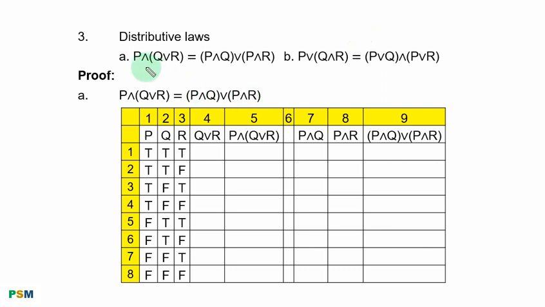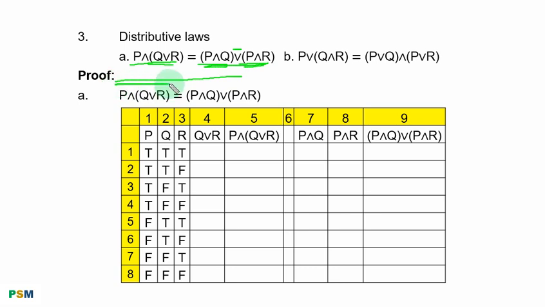That is law number 3, part A: P and (Q or R) is equal to (P and Q) or (P and R). You see P and, opening this bracket, you have it in this form. What connects Q or R is OR. That is what you have here, separating the first compound statement and the second compound statement. So this is the part we want to prove now.